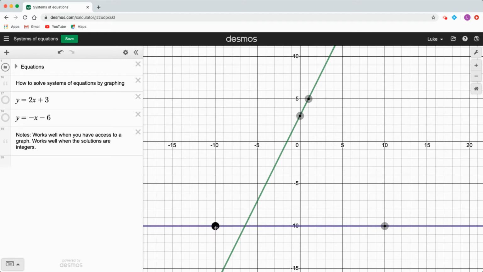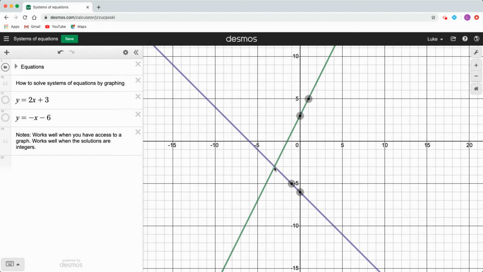Then I'll graph the other one. So I'll take this point and I'll move it to the y-intercept, which is negative 6. Then using this point right here, I'll use the slope of negative 1, meaning I go up 1 over 1. And there we go. And this is the beauty of graphing.